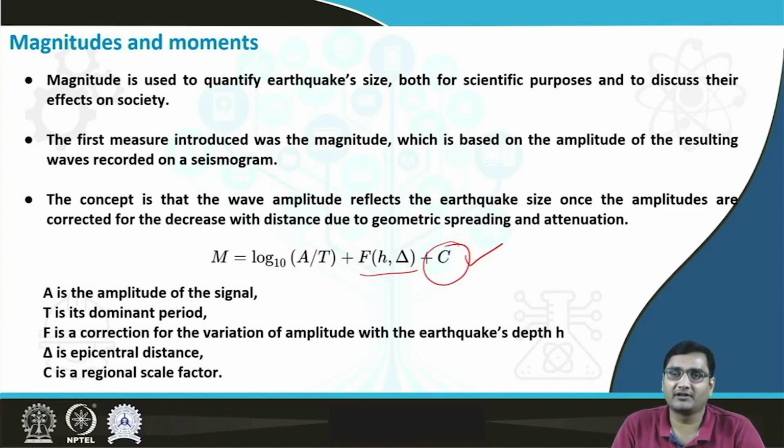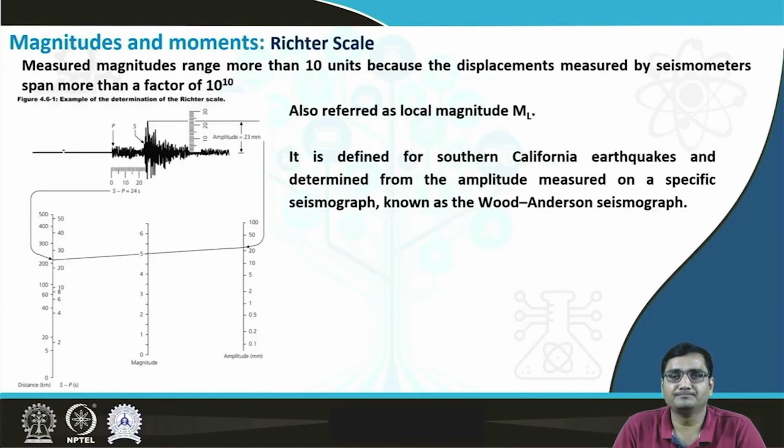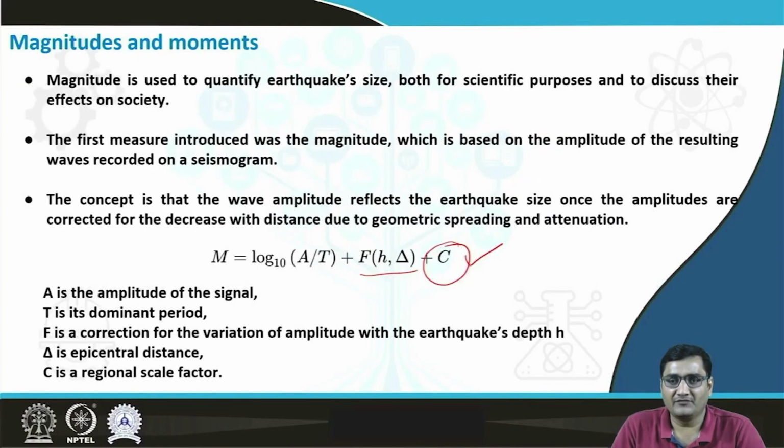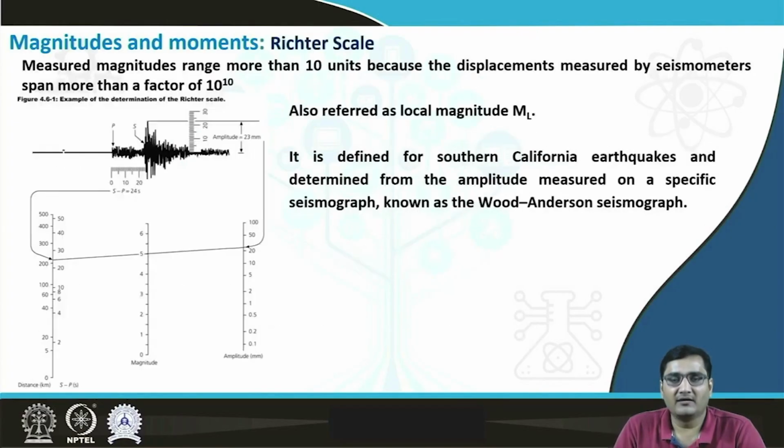So the magnitude scale that we are going to discuss will highly depend upon the amplitude that is coming in the seismogram, and this will be corrected for the decrease with distance due to geometrical spreading and attenuation. And if you look at this scale, if you increase the magnitude by 1 unit, then due to the logarithm at base 10, the amplitude of the earthquake will increase by a factor of 10.